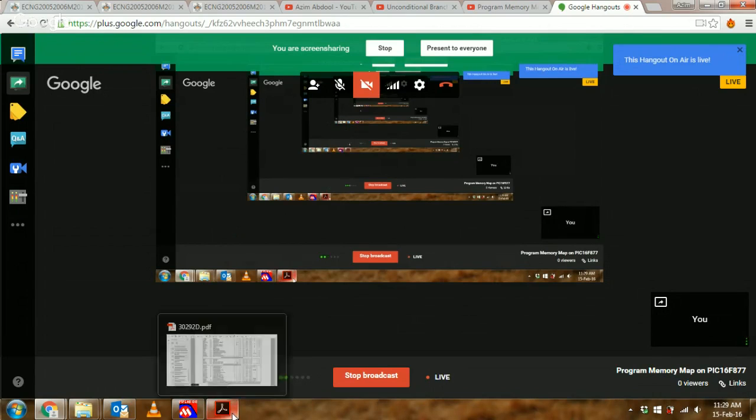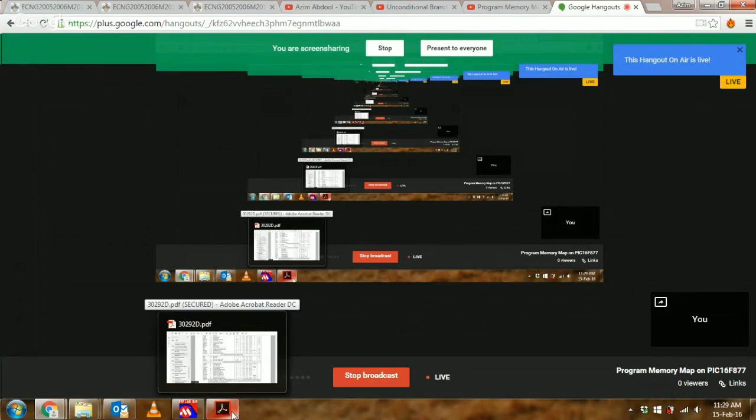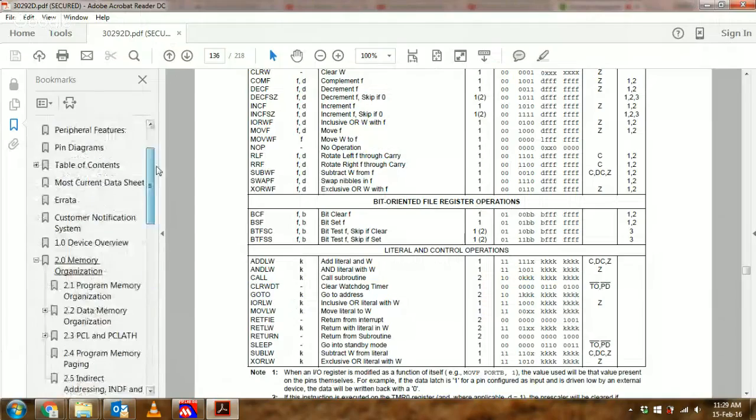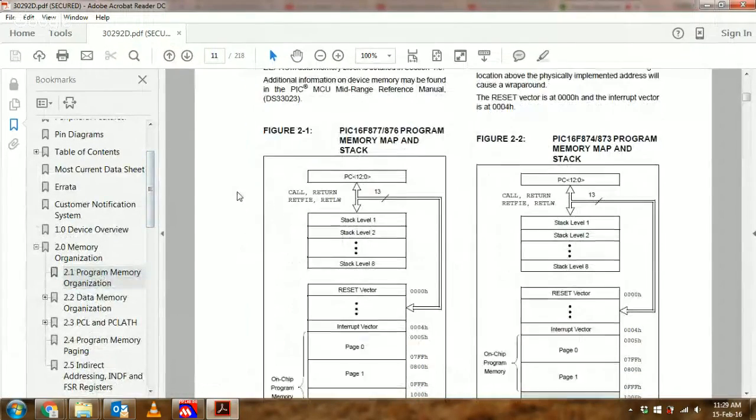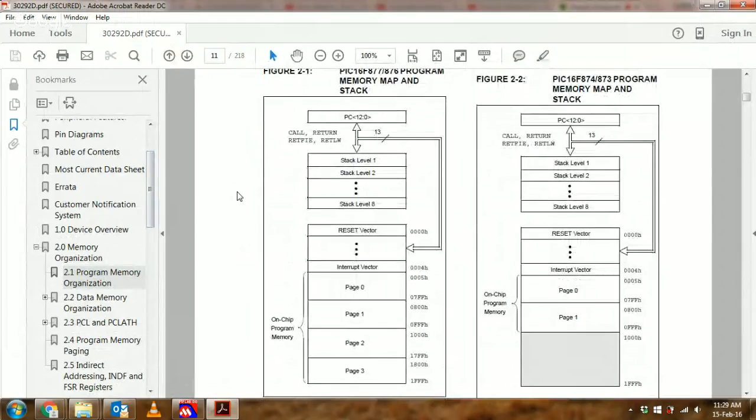Okay, hi guys. In this video, I'm going to show you the program memory map. So I'm just going to scroll all the way up to the program memory organization, and I'm going to look at figure 2.1, which is the program memory map for the PIC16F877. There are three main things that you should be acclimatized with when you're looking at this particular figure.